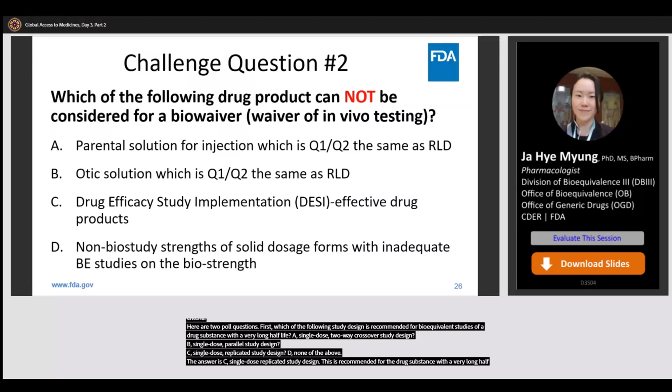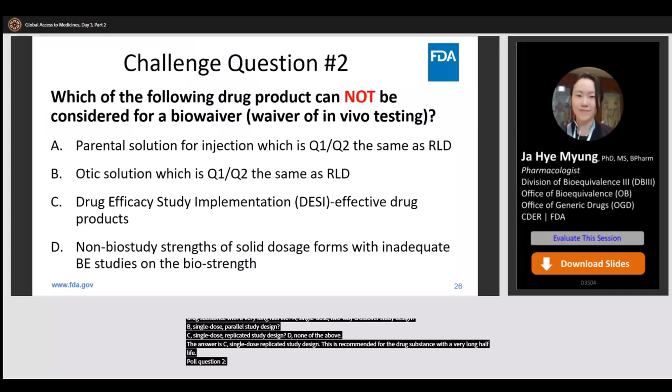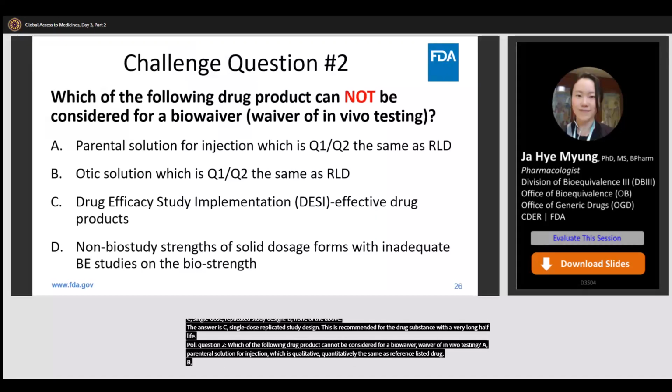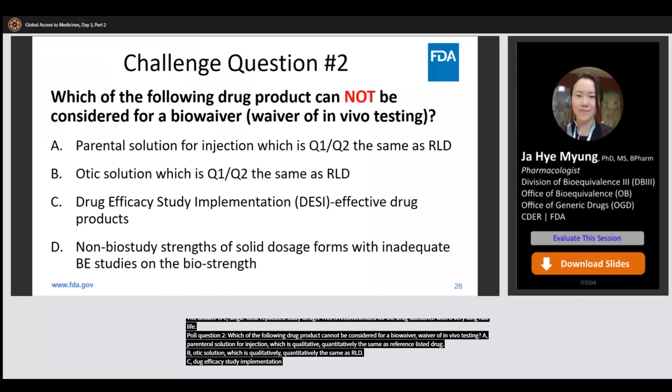Poll question 2. Which of the following drug products cannot be considered for a biowaiver, a waiver of in vivo testing? A. Parenteral solution for injection, which is quantitatively the same as the reference listed drug. B. Otic solution, which is quantitatively the same as the RLD. C. Drug Efficacy Study Implementation (DESI) effective drug products. D. Non-biostudy strengths of solid dosage form with inadequate bioequivalence studies on the biostudy strengths.